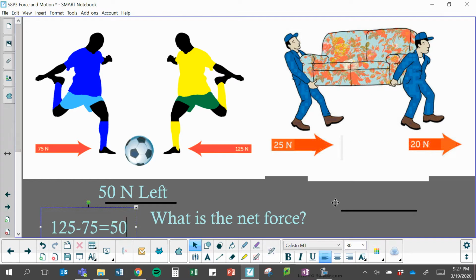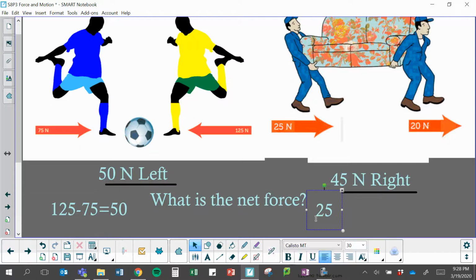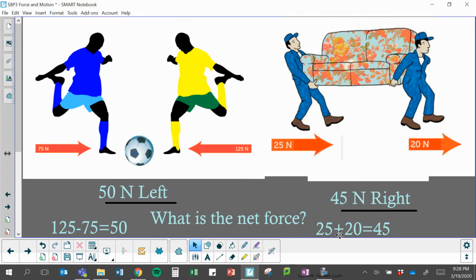Then look at this example with the movers and try to figure out what the net force is. In this example, it's going to be 45 newtons to the right. So notice this time, both of them are going in the same direction. So we're not going to subtract. Their forces are being added together. So we take our 25 newtons plus the 20 newtons of the other person to give us the 45. That's because these are going in the same direction, and therefore they're going to the right. So that's how we get our net force.